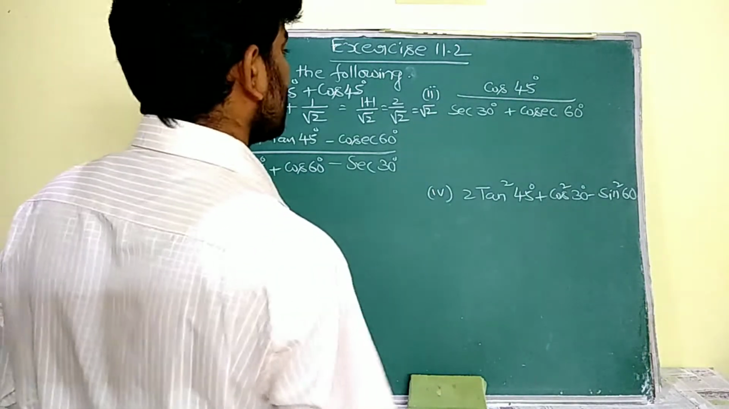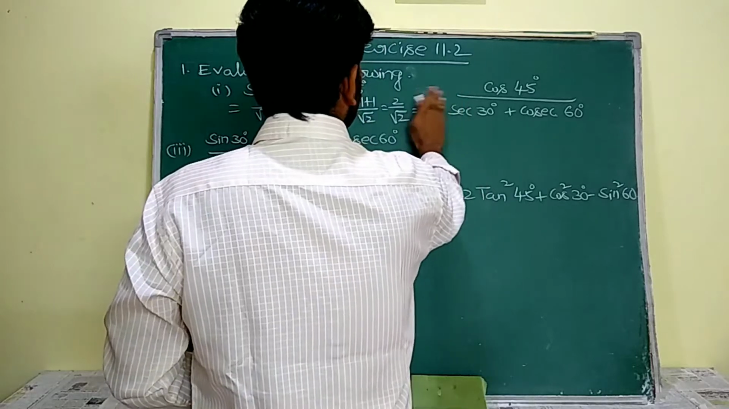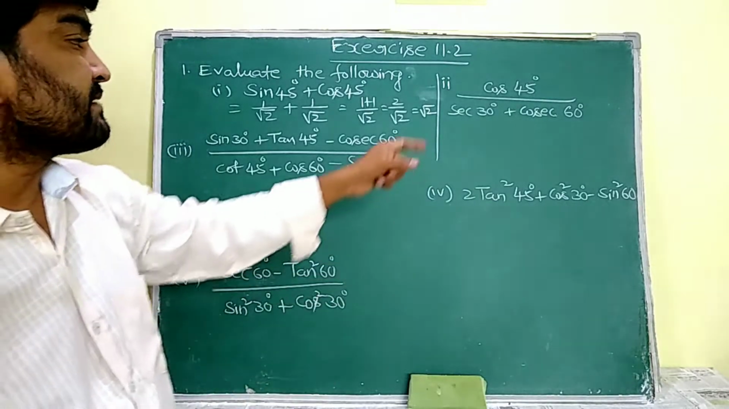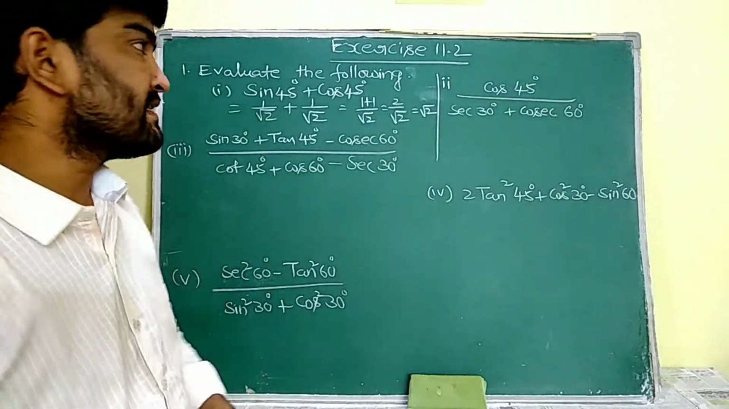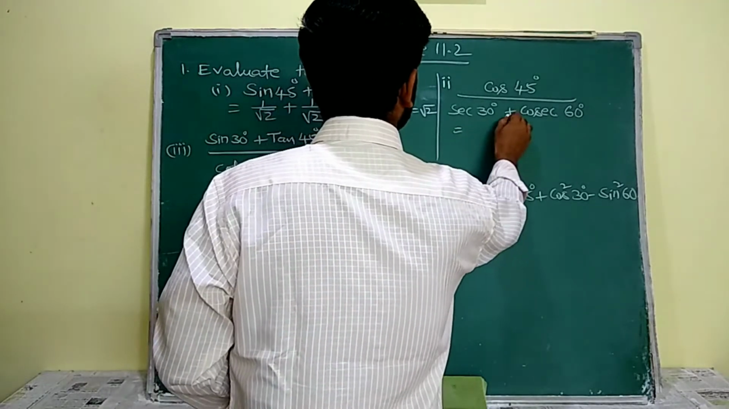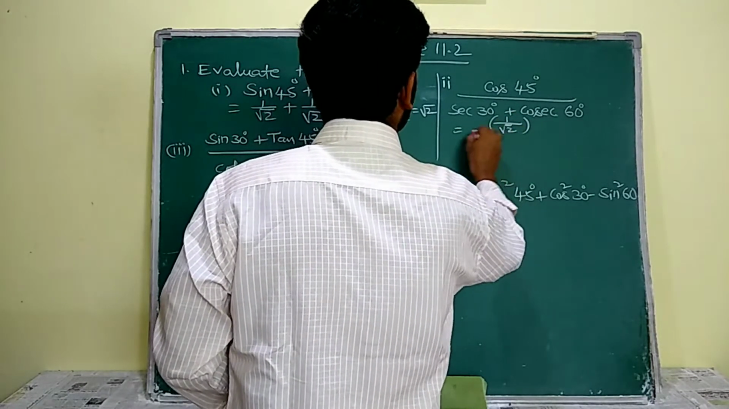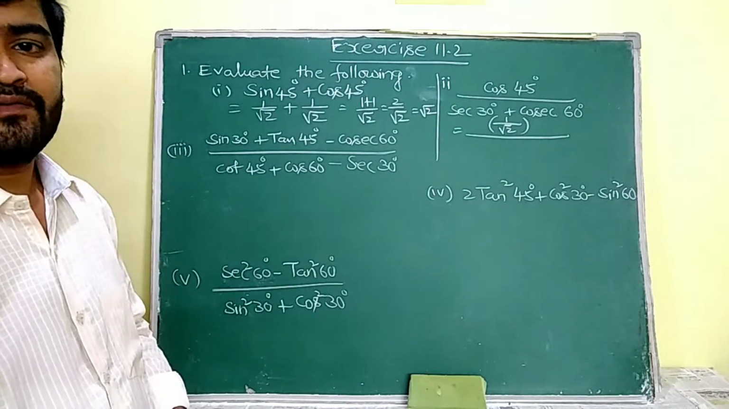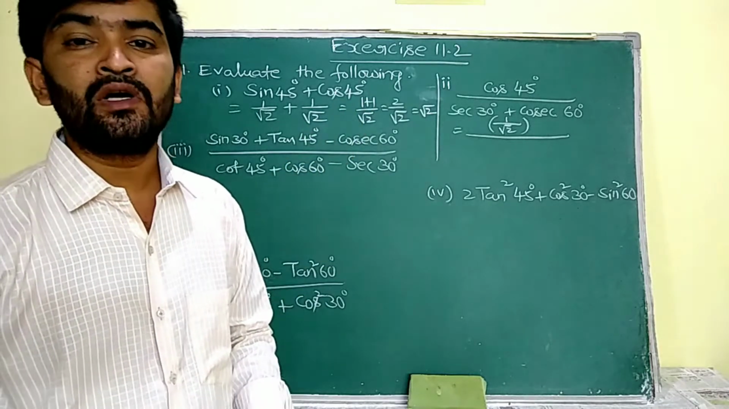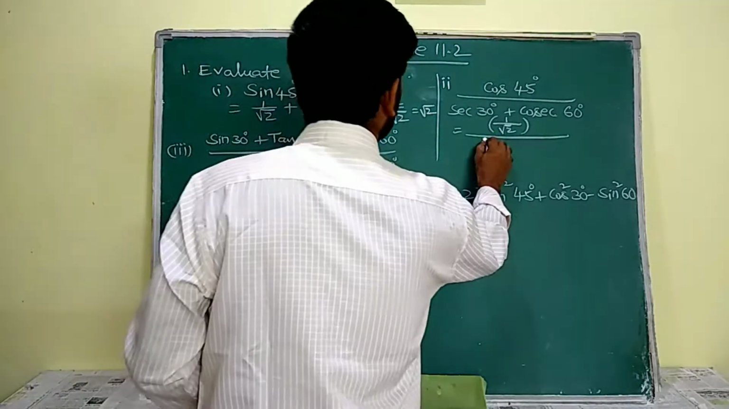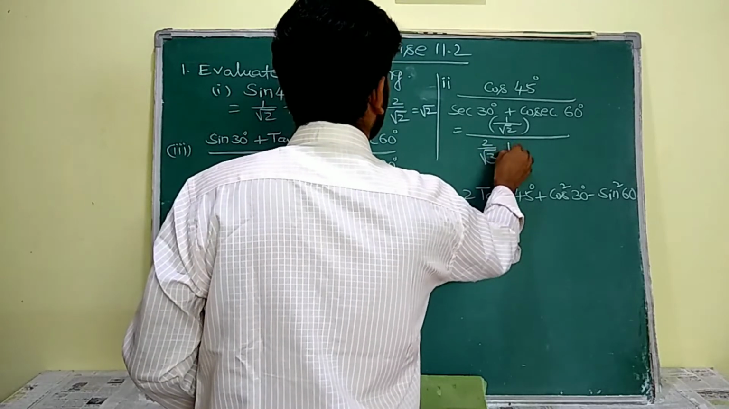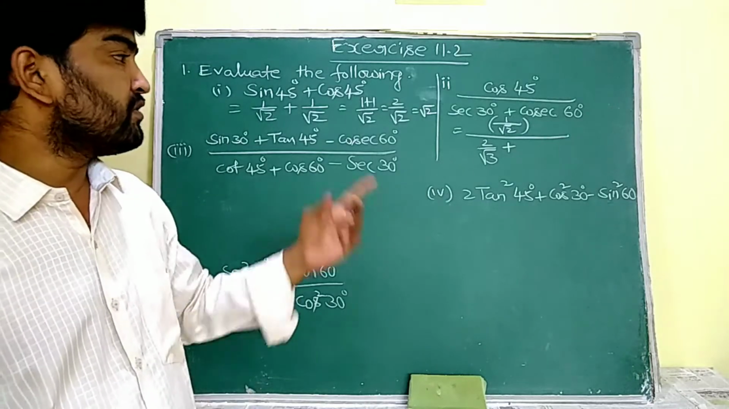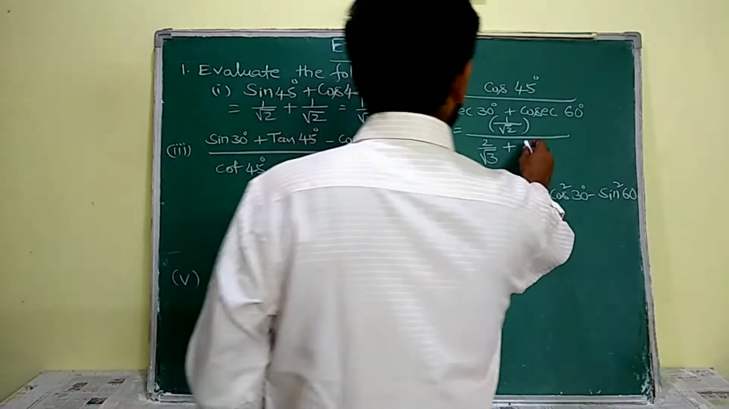Now the second question: cos 45 degrees by secant 30 plus cosecant 60. Cos 45 is 1 by root 2, whole by secant 30 plus cosecant 60. Secant 30 means what? We know that cos 30 is equal to root 3 by 2, so secant 30 is equal to 2 by root 3, plus cosecant 60. You know that sin 60 is equal to root 3 by 2, so cosecant 60 is equal to 2 by root 3.